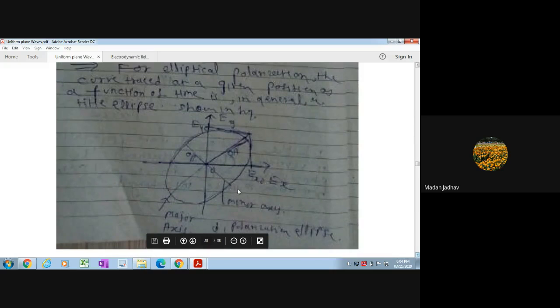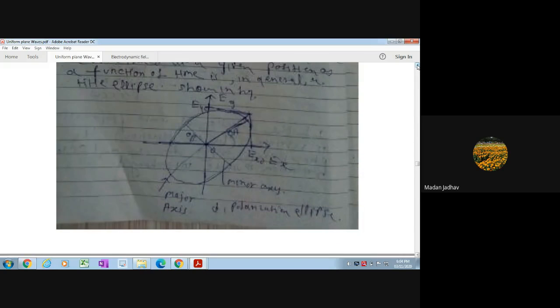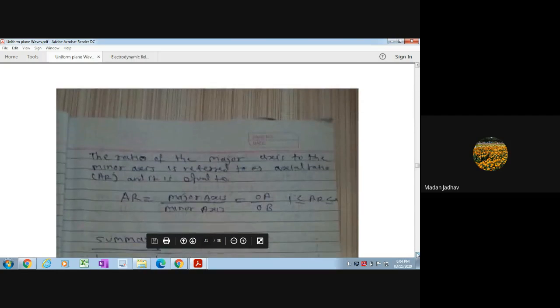Now this is the shape of the ellipse, or the curve traced by the wave. The axial ratio is the ratio of the major axis to the minor axis. The major axis of the ellipse is here, this is your major axis, and this is the minor axis. This ratio should be between 1 and infinity. Now this covers linear polarization, circular polarization, and elliptical polarization of the wave.